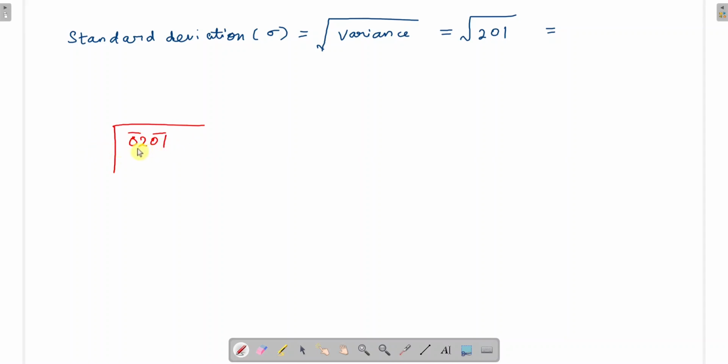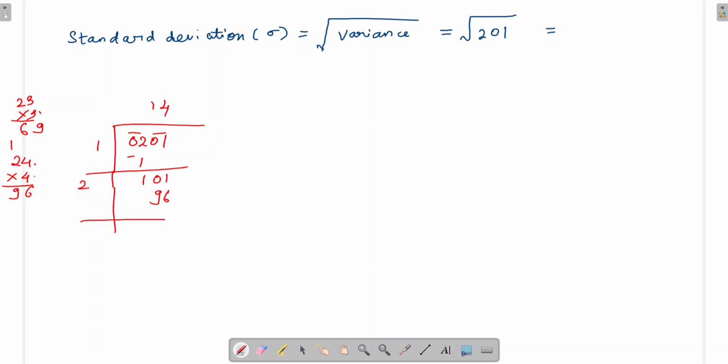Then we have to get a number whose square is just less than 2. So that is nothing but 1, right? So 1 1s are 1. Then 1 remains. So this 01 we will take down. 1 we have to double here, right? So 20. So 24. 4 4s are 16. 4 2s are 8 plus 1 is 9. So 4 you will get 96 here. So 101 minus 96 is 5, right?